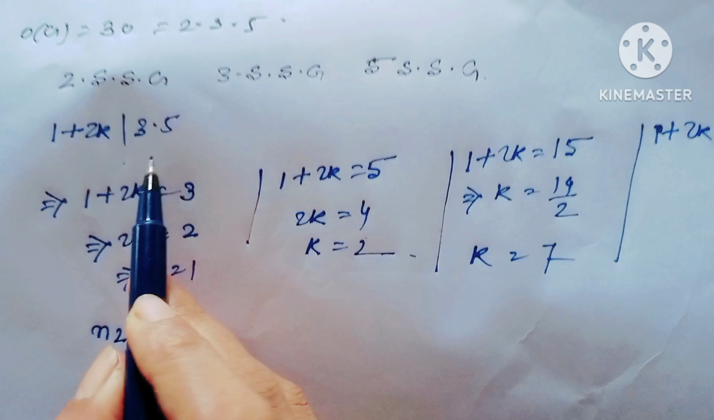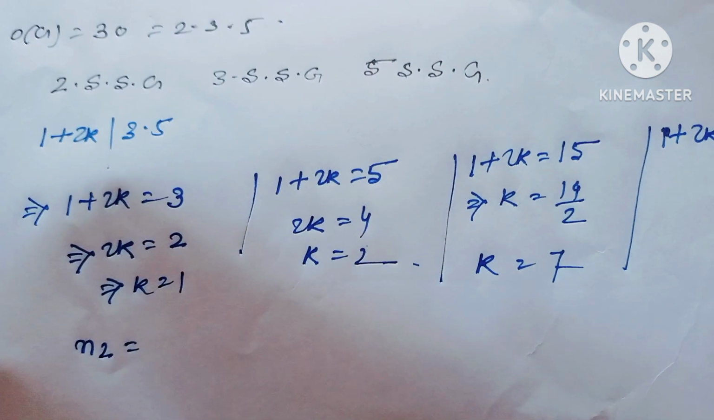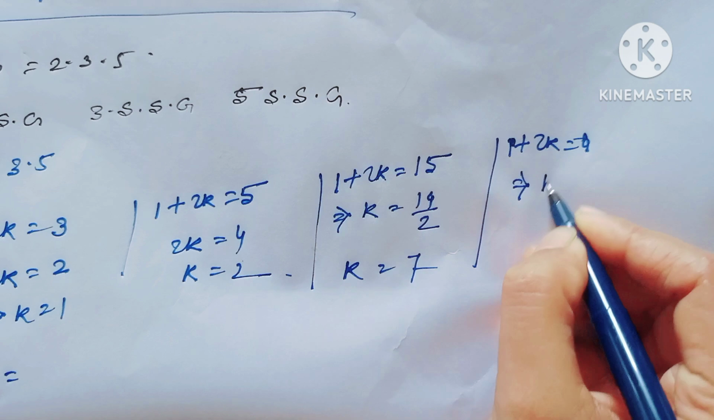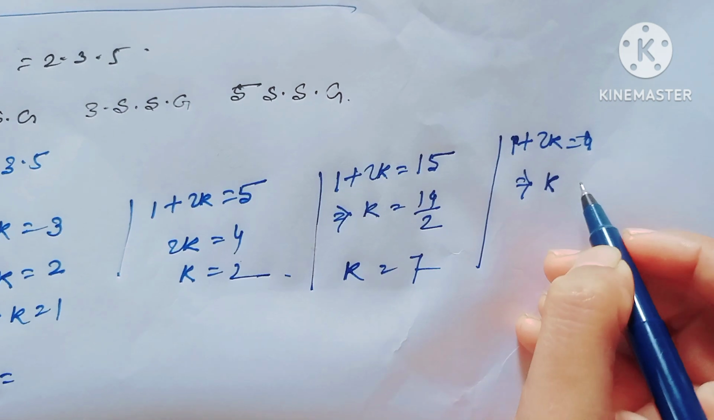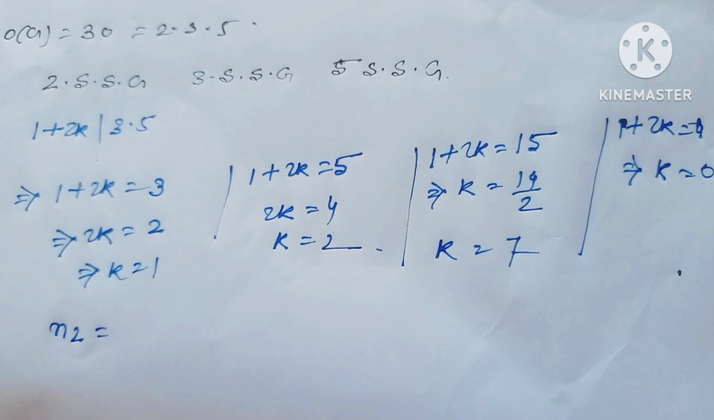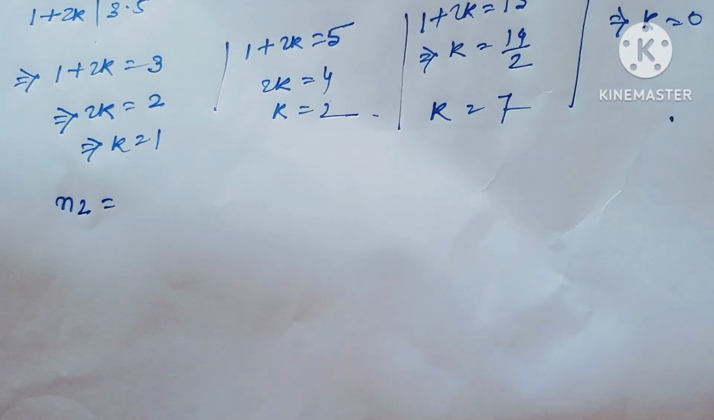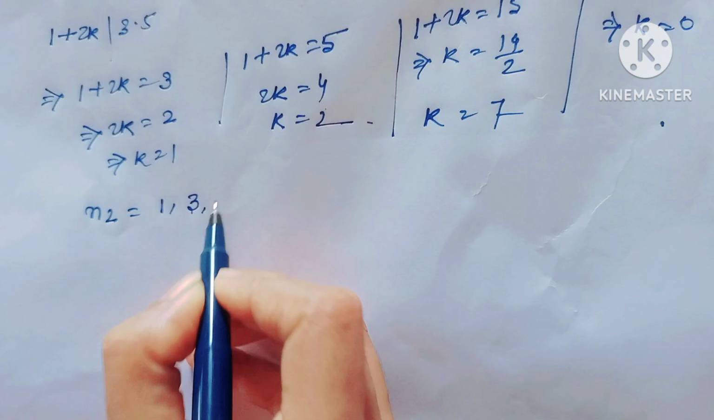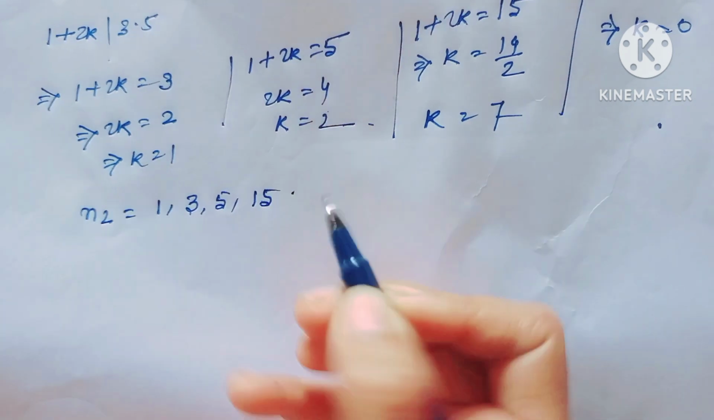And since 1 plus 2k divides 3 times 5, 1 plus 2k equal to 1 is always possible. That implies k equal to 0. So the number of Sylow 2-subgroups is 1, 3, 5 or 15.